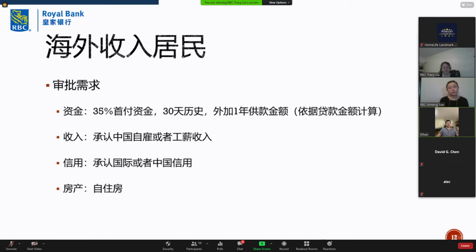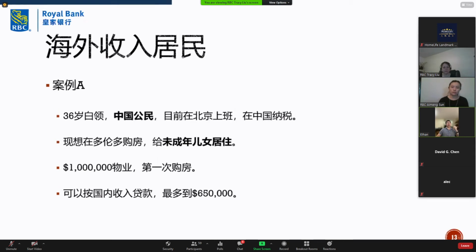So the first scenario is very typical, where we have a Chinese national working in Beijing in China, but they have their kids looking to move to Canada, or they're already in Canada on a study permit, enrolling in elementary school or high school. In this case, they are looking to buy a property for about $1 million. Provided that the client has sufficient income overseas, then we can lend a maximum of 65%, so up to $650,000.